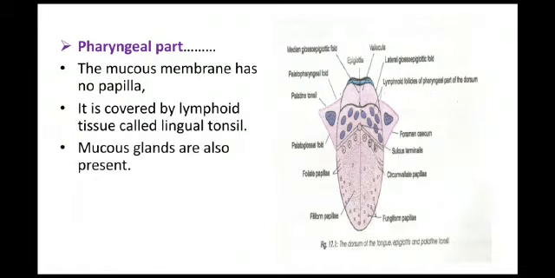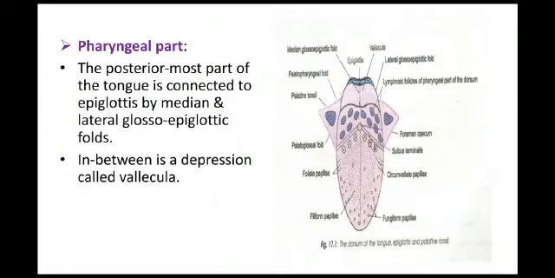So compared to the anterior 2/3, this part has no papillae, and as I already told you, it is also called the lymphoid part. This is called the lingual tonsil. Apart from that, numerous mucous glands are also present. The pharyngeal part is connected to the epiglottis by a fold of mucous membrane, which is called the median and lateral glossoepiglottic folds. In between the folds, we have a depression called the vallecula.